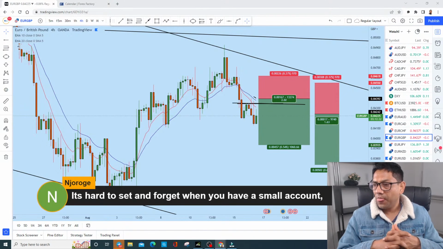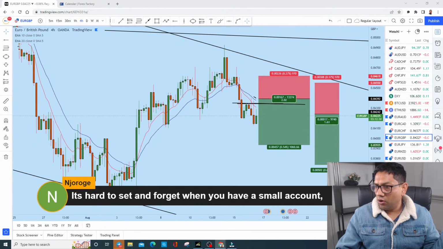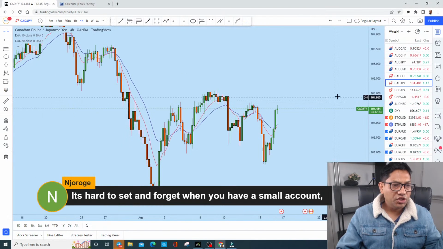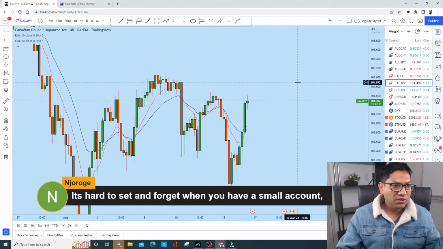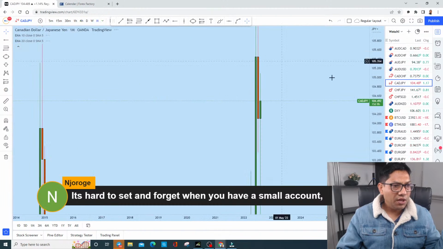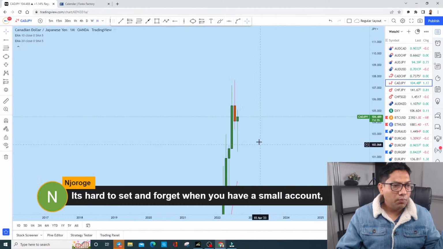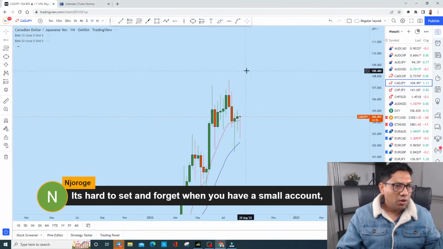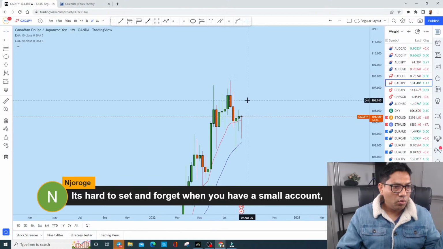Okay, Samuel asked about CAD-JPY, and then I will be ending this stream. So CAD-JPY, like all other JPY pairs, let me look at the bigger picture on the monthly. So long-term bullish CAD-JPY, we have seen a very strong rejection from the bottom. Looking at the weekly, same thing, we have seen a rejection.